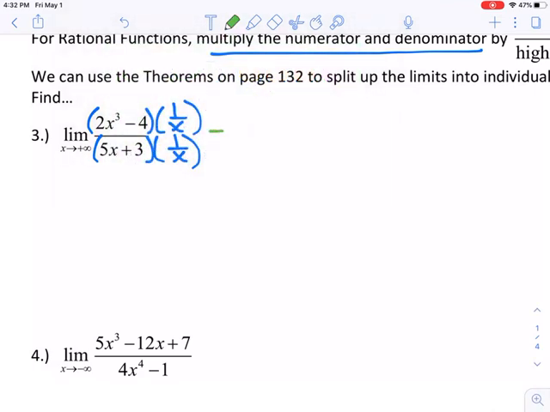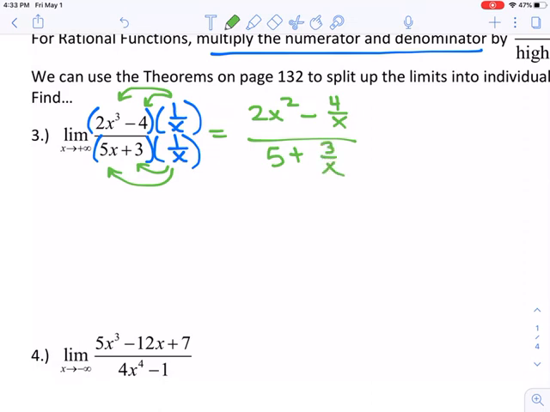When I do that, and I distribute my 1 over x, I'm going to take 1 over x times 2x to the third, which is going to give me a 2x squared minus, negative 4 times 1 over x is a negative 4 over x. Then I'm going to do the same thing in the denominator. 5x times 1 over x is 5, plus 3 times 1 over x is 3 over x.